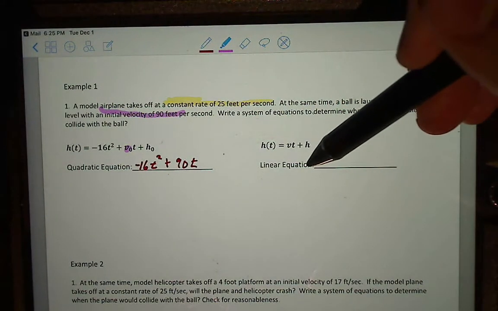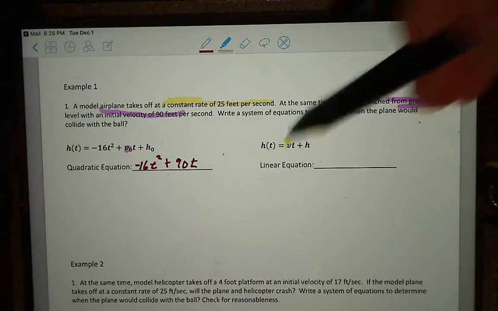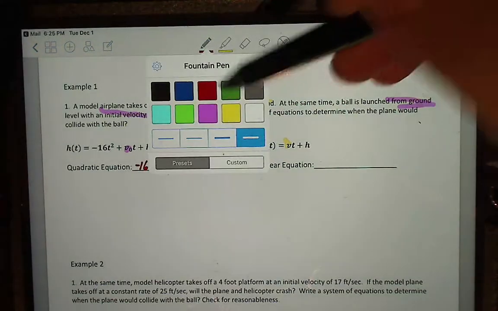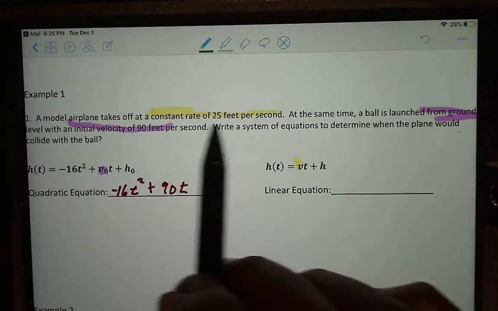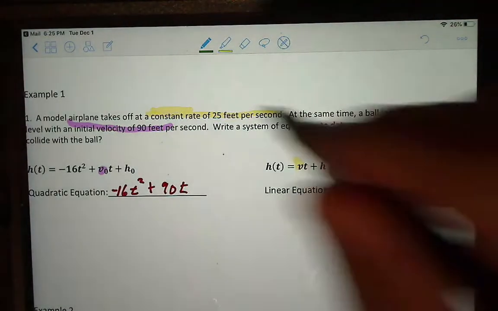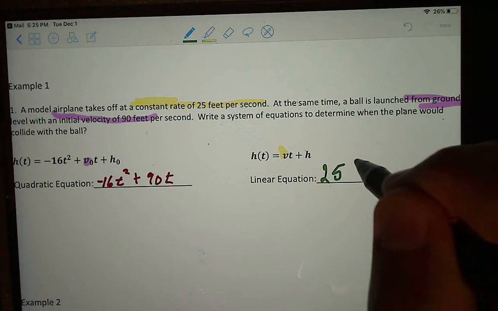On the linear equation, again, I look for the Vt right here. I know that my linear equation talks about the model airplane with a constant rate of 25 feet. The V is the constant rate, so I'm looking at 25t.